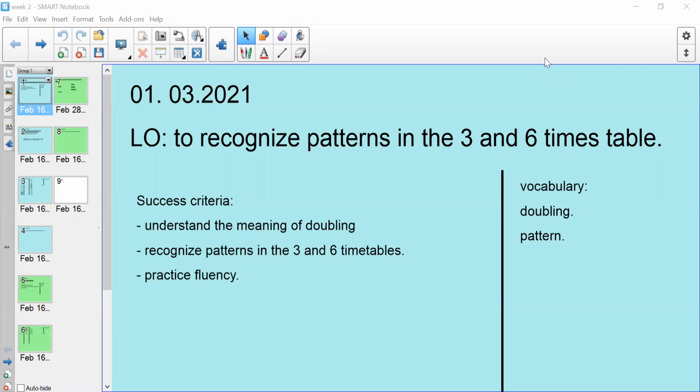So today's lesson, we're going to be recognizing patterns in the 3 and 6 times table. And your success criteria is to understand the meaning of doubling, to recognize patterns in the 3 and 6 times tables, and to practice your fluency. And the vocabulary that we'll be needing is doubling and pattern.